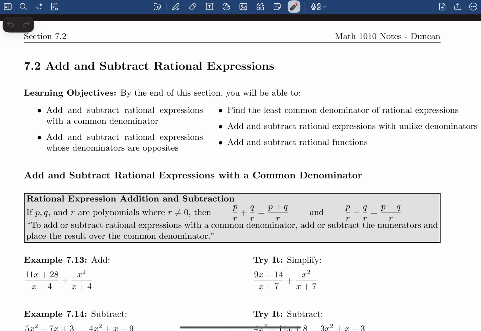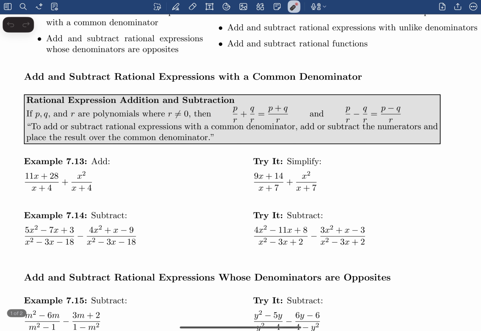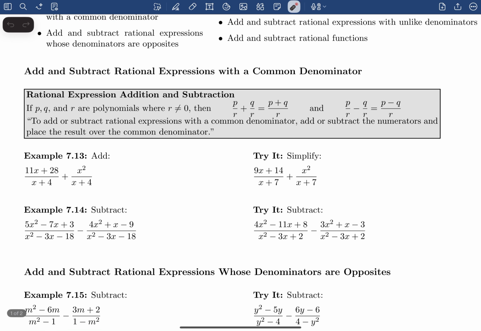Great, so we have a handful of objectives today. In our last lesson, 7.1, we worked on multiplying and dividing rational expressions. And so today is about adding and subtracting them. You will be factoring a lot, which you learned in chapter 6, so we'll get those skills back out. Okay, and let's talk about how to add and subtract rational expressions with a common denominator.